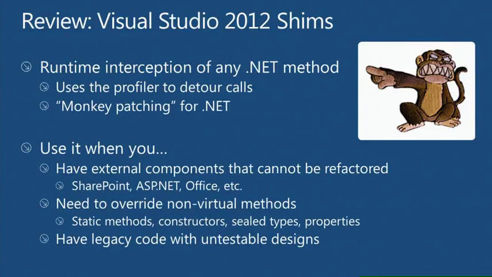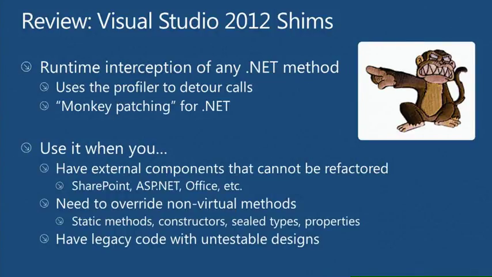So, quick review then. This is runtime interception of any .NET method, and we're using the profiler to get that done. In JavaScript and Ruby, they often call this monkey patching because the language allows you to do it so easily. You can just take any method and replace it with something else on the fly. That's why you don't really need mocking frameworks in JavaScript. Sometimes people use them, and I don't really understand why, because it's just not very hard.